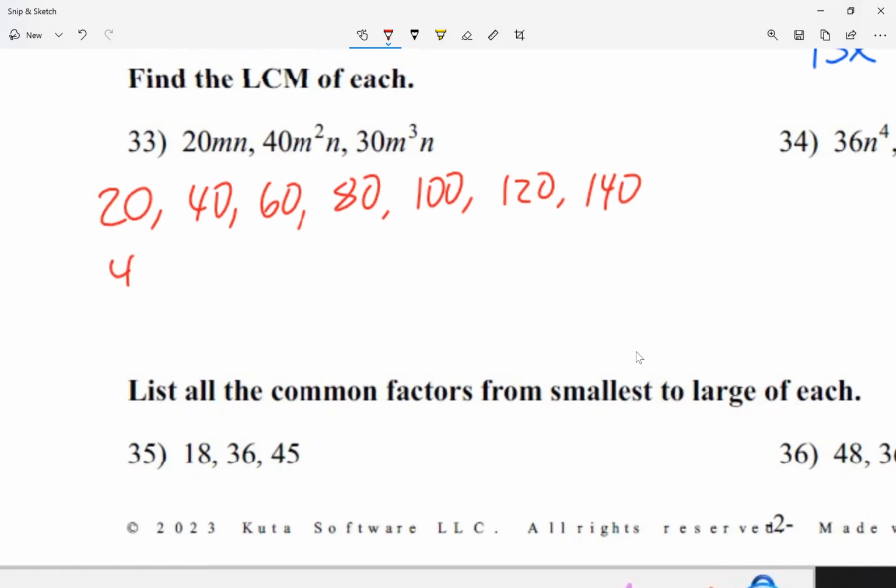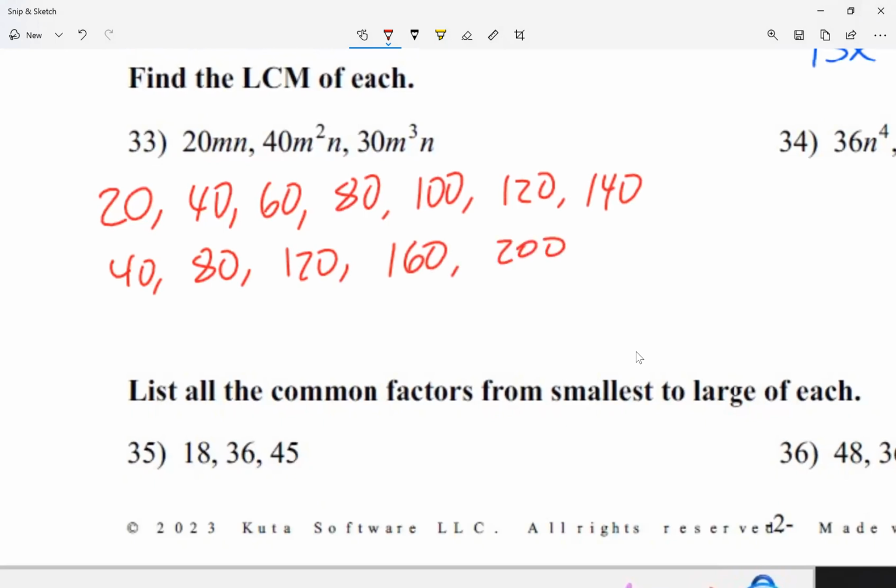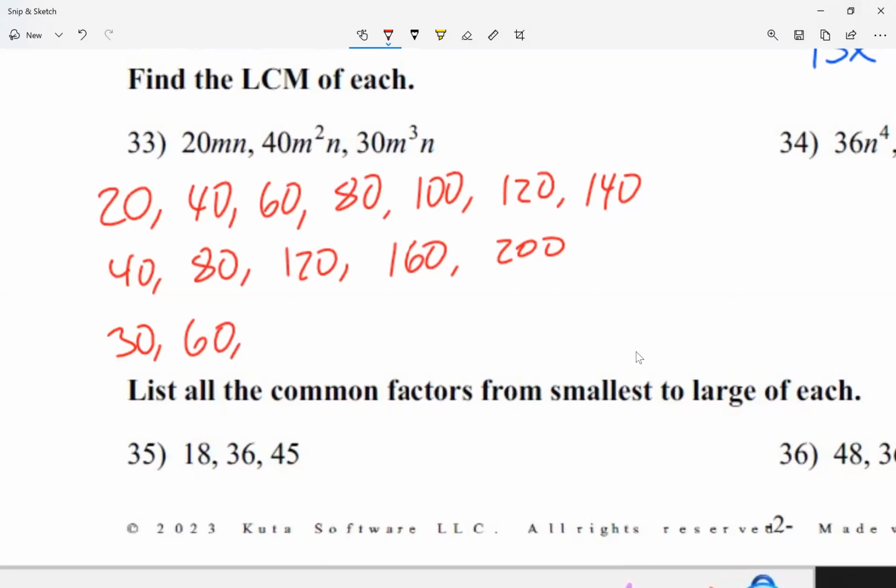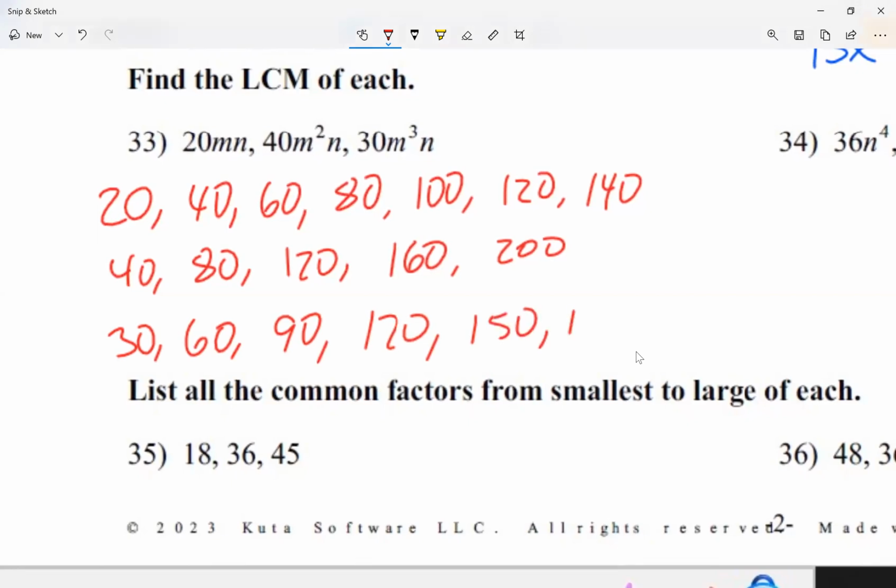Let me think of multiples of 40. So I have 40, 80, 120, 160, 200. And I know my list can continue. Let me find multiples of 30. So we have 30, 60, 90, 120, 150, 180.